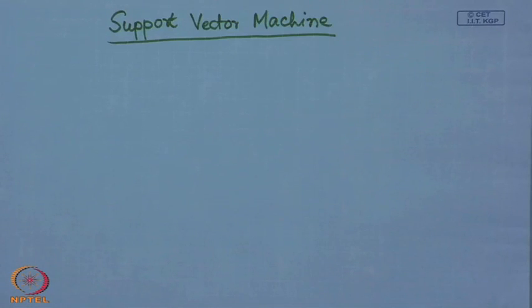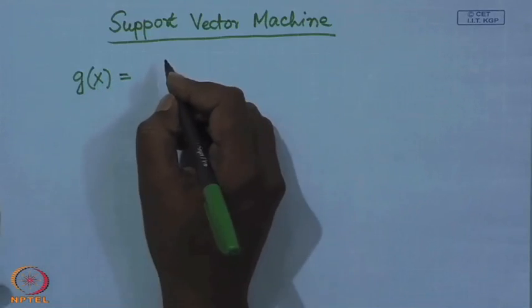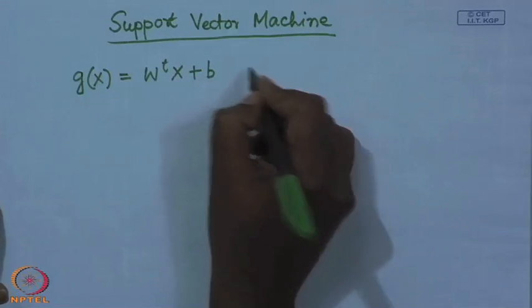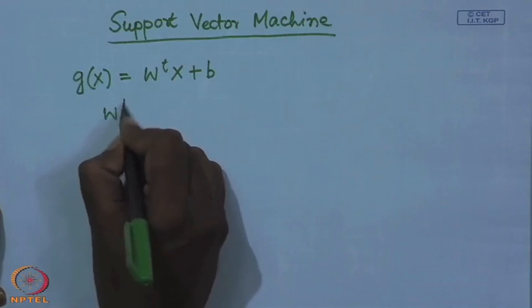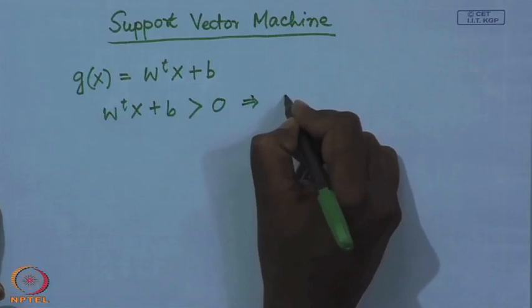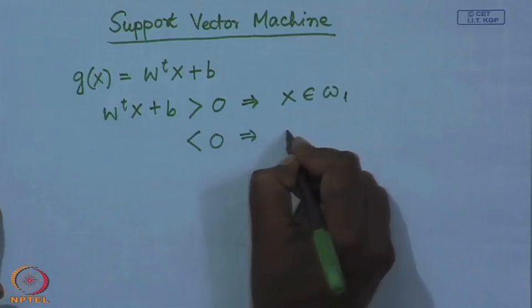If you remember what we discussed in case of a linear classifier, given a 2-class problem, we said that I can define a discriminating function, say g of x, which is of the form w transpose x plus b. And we said in case of linear discriminator that if this g of x, or w transpose x plus b, is greater than 0, that indicates feature vector x belongs to class omega 1, and if this is less than 0, then feature vector x belongs to class omega 2.